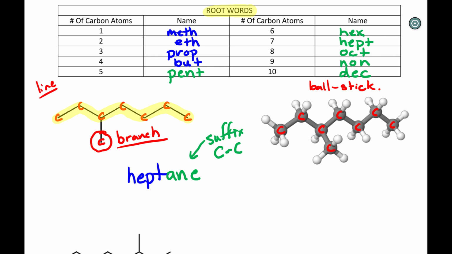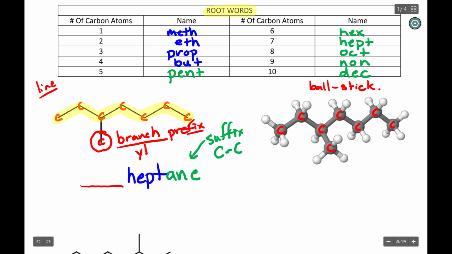The branch is always going to be a prefix on the name, and you should know that pre means at the start of a name. So this is going to go in the space in front of the hept. Now, because it's one carbon, it would be meth, but because it's a branch, branches end in yl.